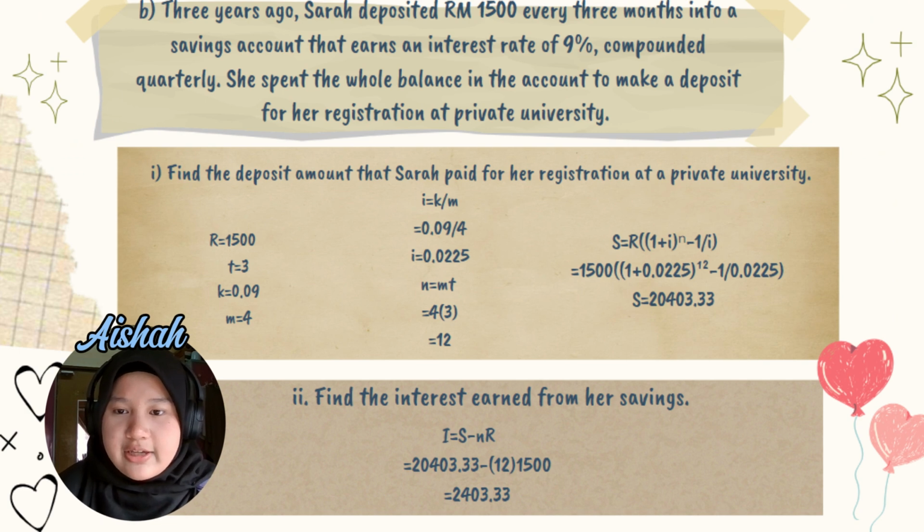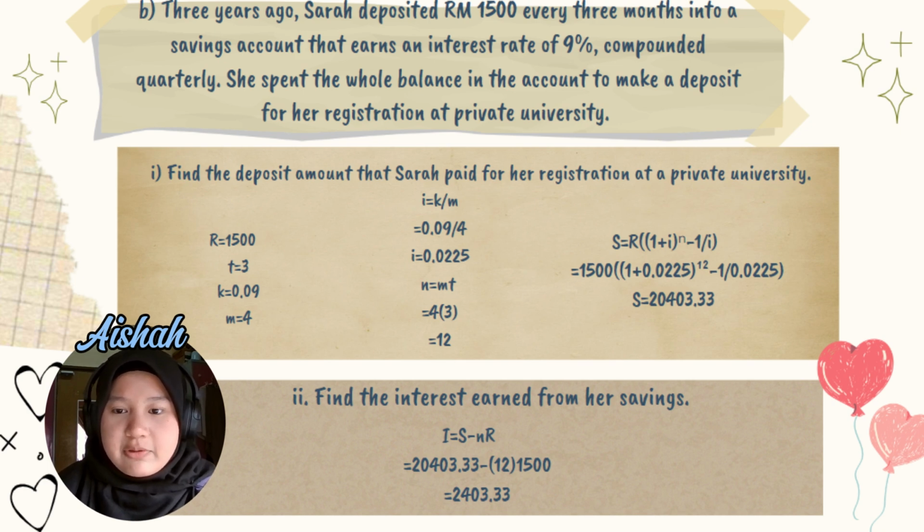Next, question 4A. Three years ago, Sarah deposited 1,500 ringgit every 3 months into a savings account that earned an interest rate of 9% compounded quarterly. She spent the whole balance in the account to make a deposit for her registration at a private university. The first question is to find the deposit amount that Sarah paid for her registration at a private university.